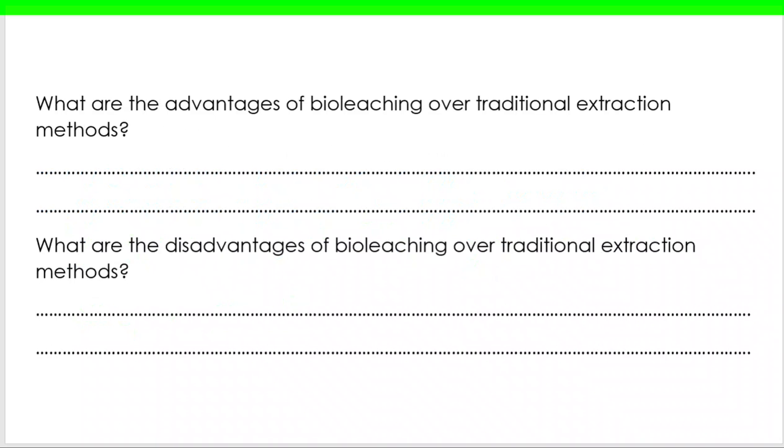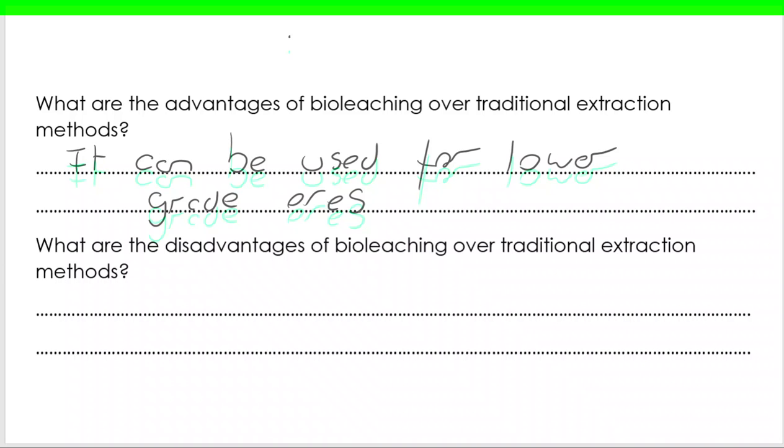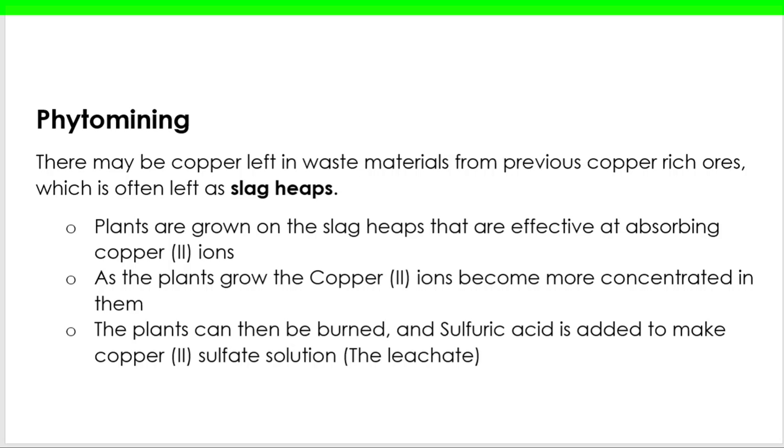Couple more questions. Advantages of bioleaching over traditional extraction method. And it's the fact that it can be used for lower grade ores. But the disadvantage, it's much slower. Remember, it might take years from the beginning of the process to the end. The other alternative is phytomining, and you do need to know the details of this one. So you might get copper left in waste materials that can be left as slag heaps. If we grow plants on the slag heaps that are good at absorbing copper 2 ions, the copper 2 goes into the plants. The plants can then be picked, they can be burned, and then we can react that with sulfuric acid to make copper sulfate solution.